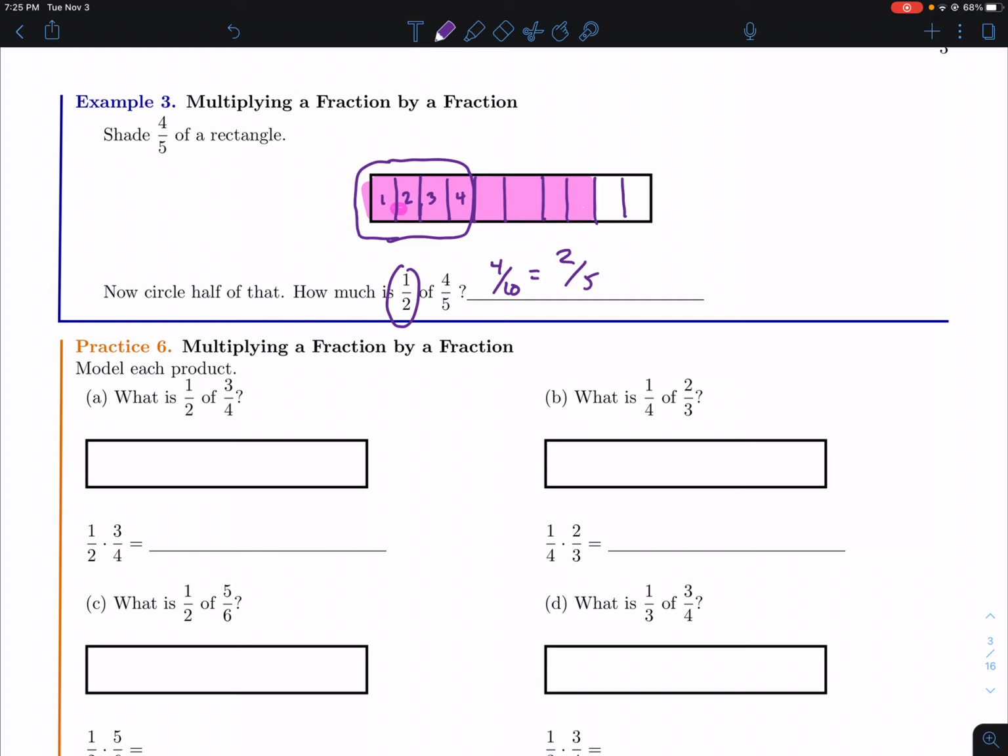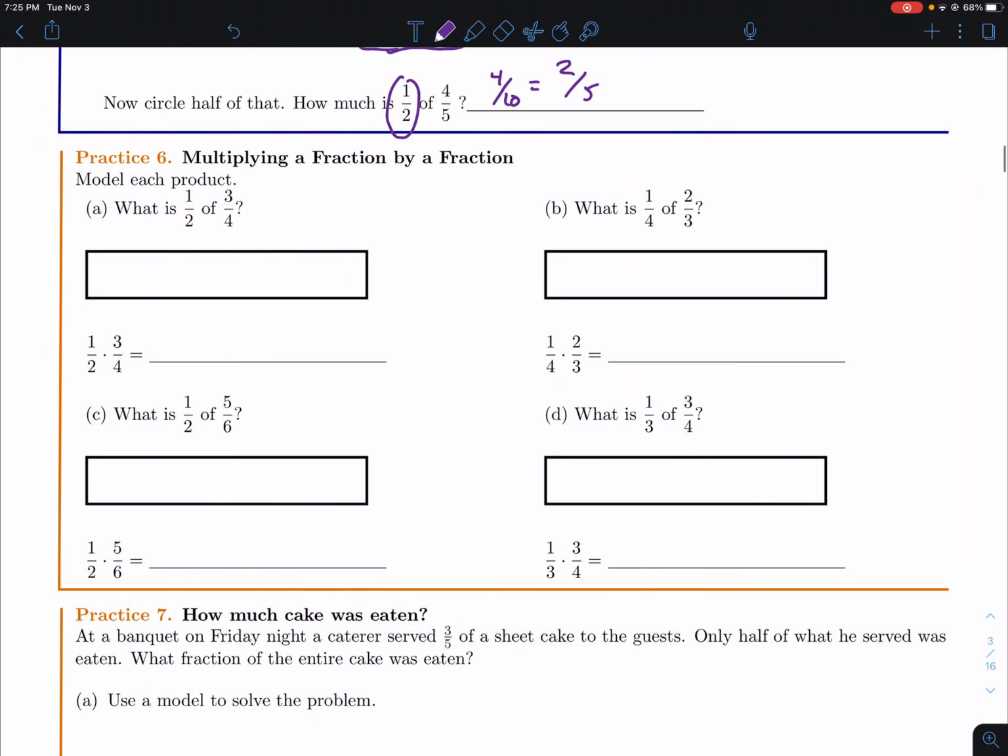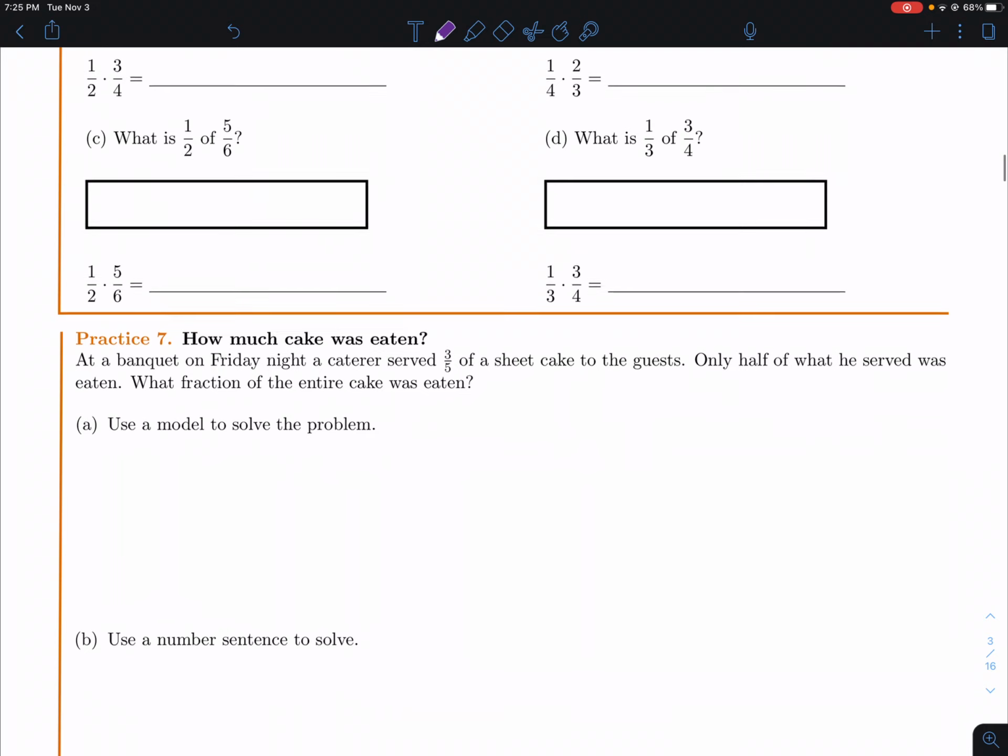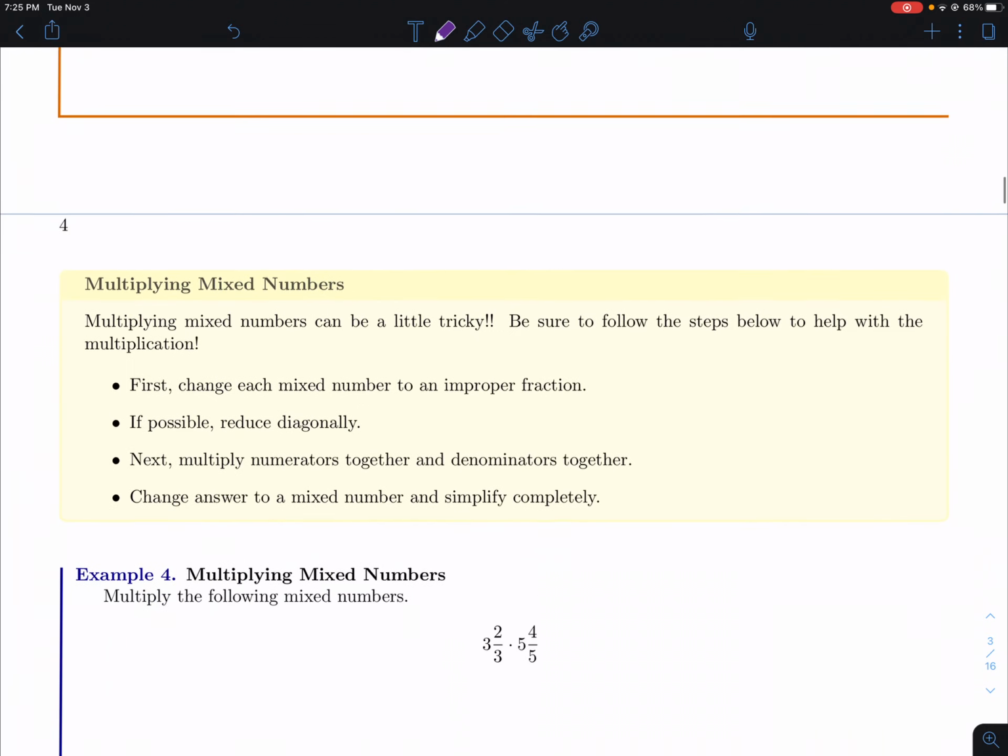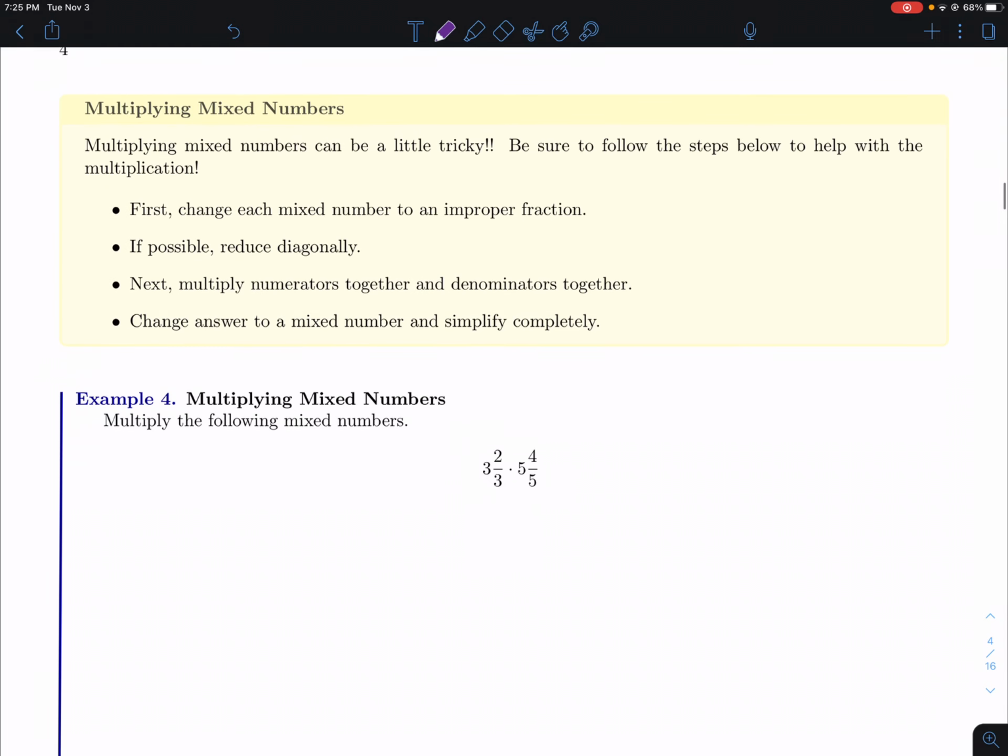So that is multiplying a fraction by a fraction. I've got you guys doing the same thing in practice 6 and practice 7. So go ahead and practice those, guys, and then when you're done, come on back and we're going to talk about how to multiply mixed numbers, because this can be a little tricky sometimes.